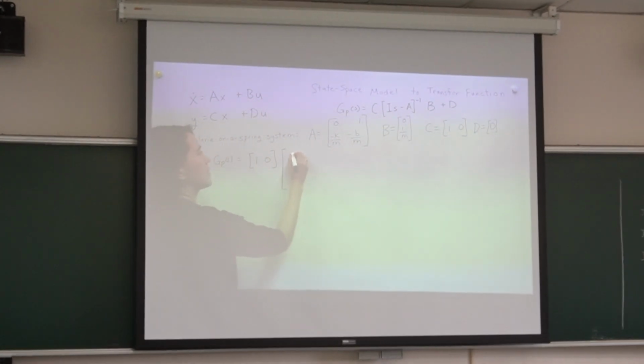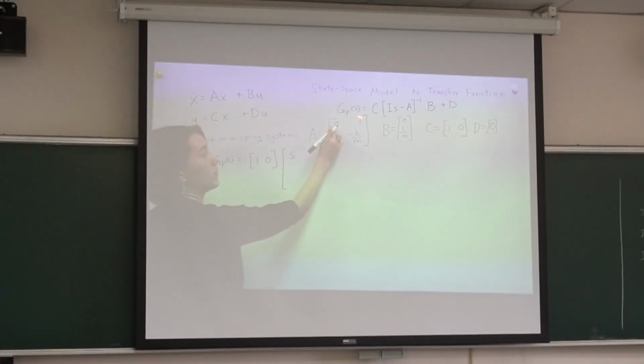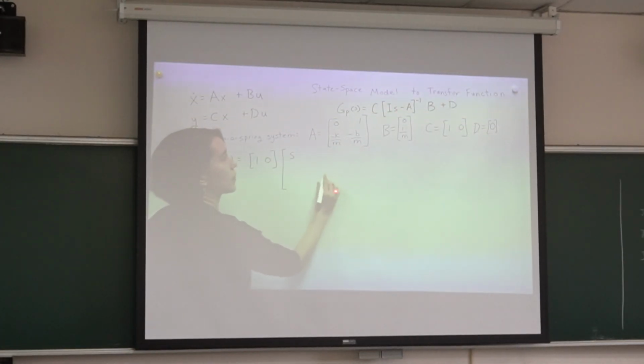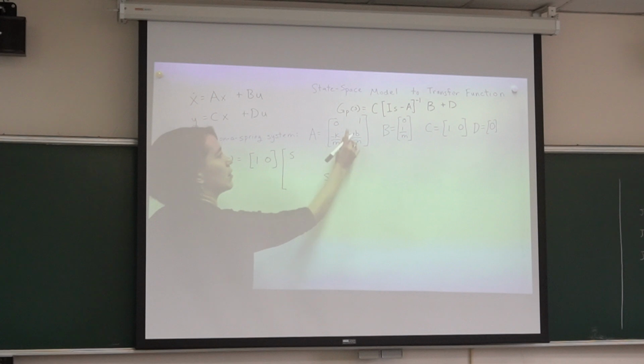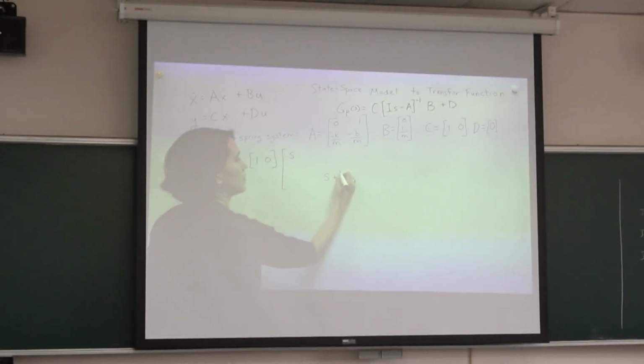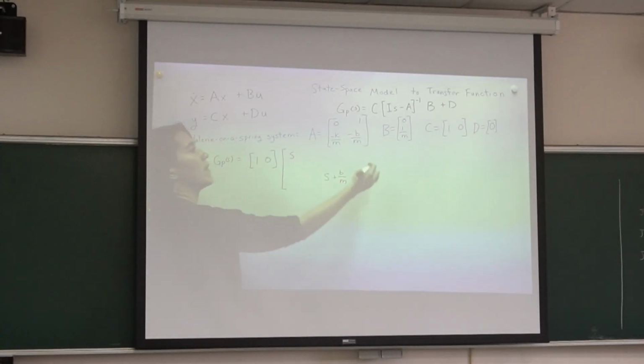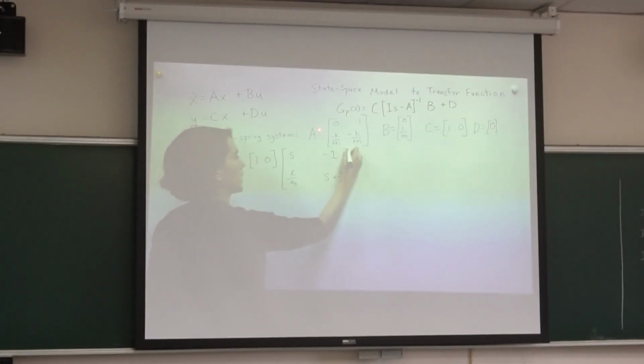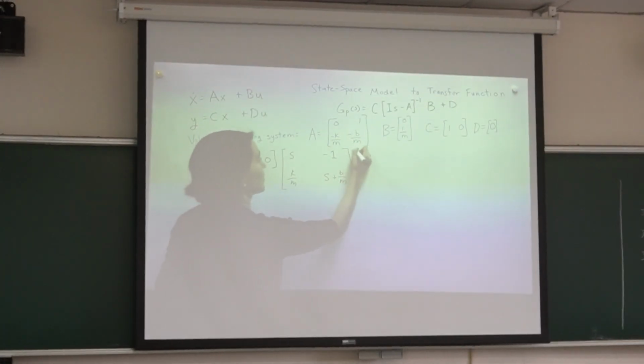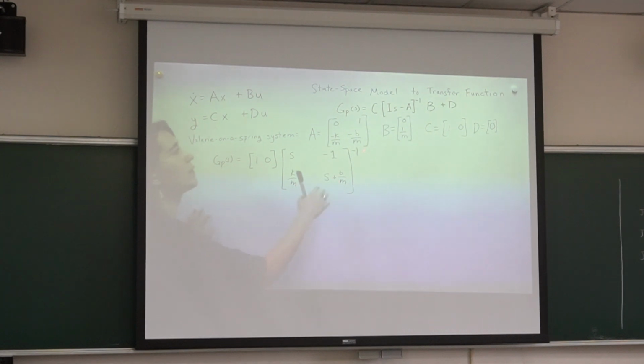And S here, the lower right would be S minus this value, so plus B over M. And then here we just get negative A, so we get negative 1 here. And then a minus positive 0, K over M here. And then we still take the inverse of this, so this is S I minus A.